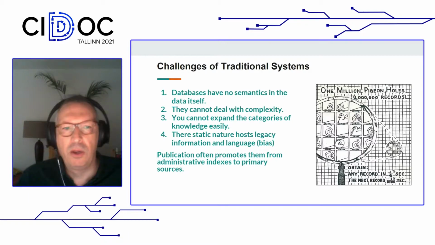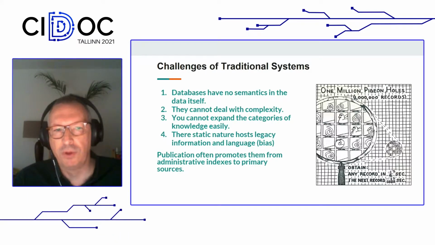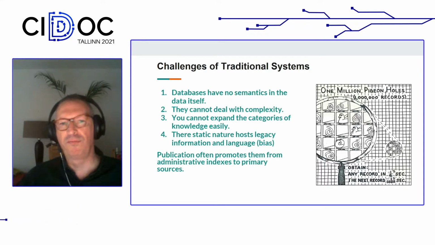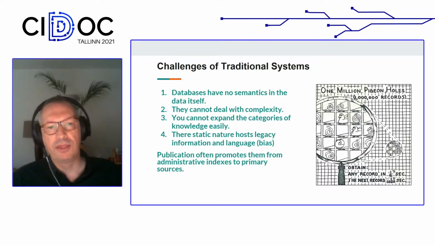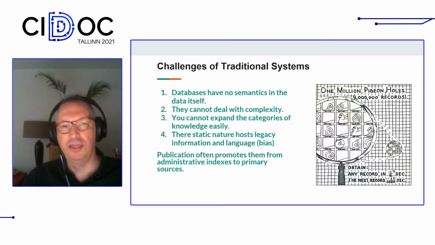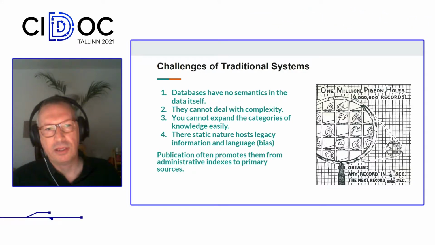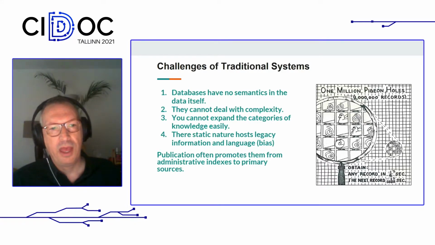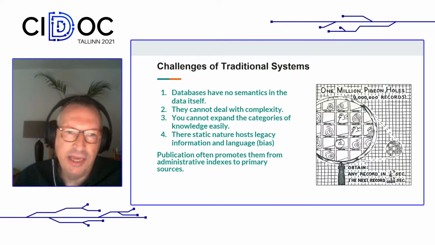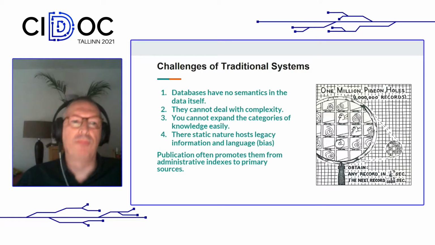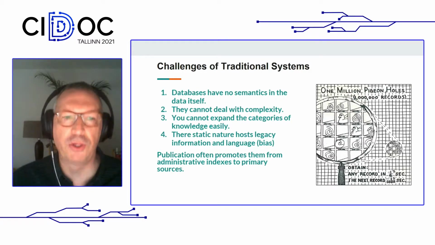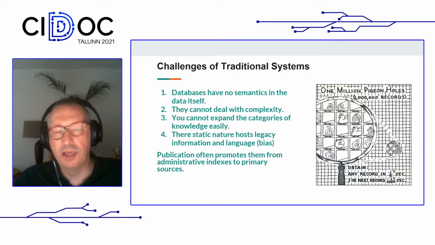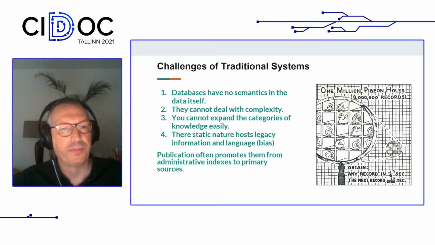You can't easily expand the categories of knowledge because they're relatively fixed data models. Once you've got one in place, then they tend to need to be maintained in the same state. Otherwise, there's a lot of work necessary to change the front ends. And the static nature of this type of arrangement means that there's a lot of legacy information that builds up, and ultimately a lot of bias as well.